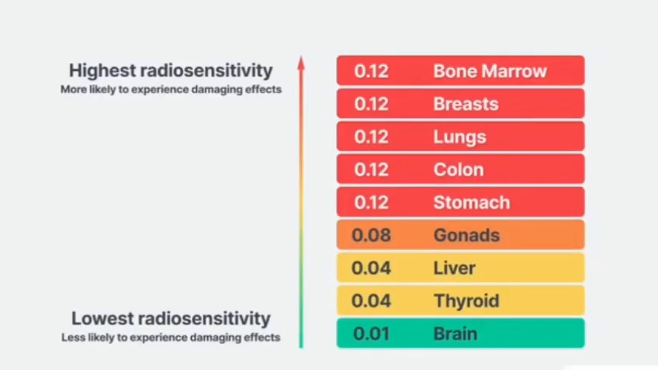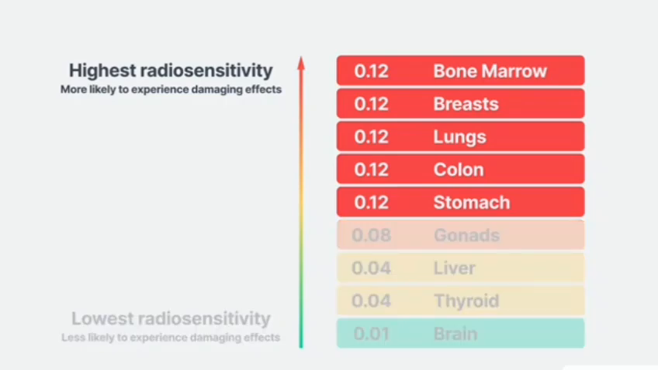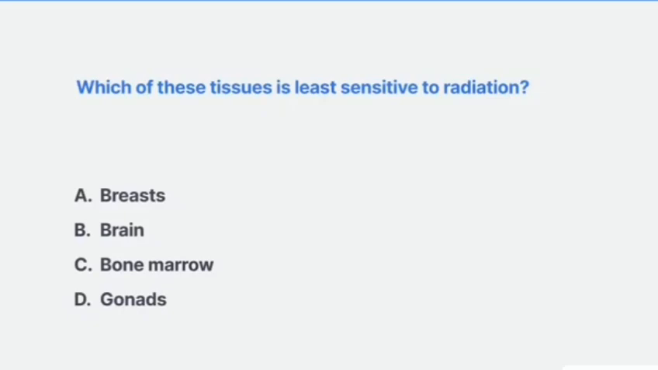Here's another way of looking at it. If the entire body was exposed to the same dose of radiation, the tissues most likely to develop cancer would be those with the highest radiosensitivity, which is represented by having a high tissue weighting factor. That would include the bone marrow, the breast, the lungs, the colon, and the stomach, which all have a tissue weighting factor of 0.12. Ready for a practice question?